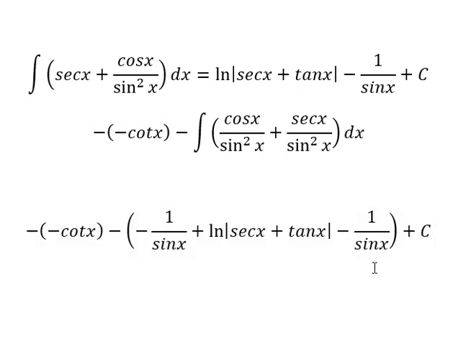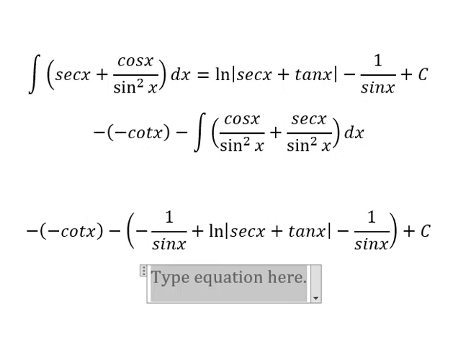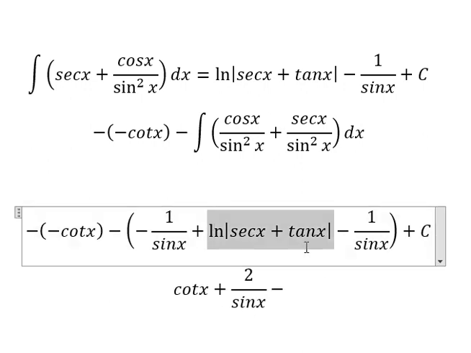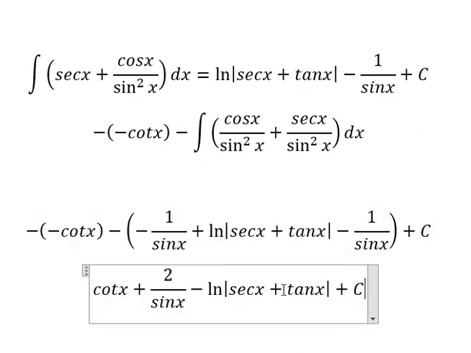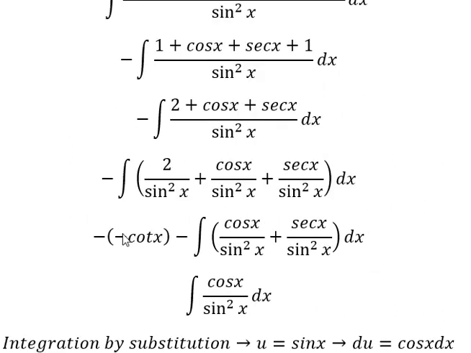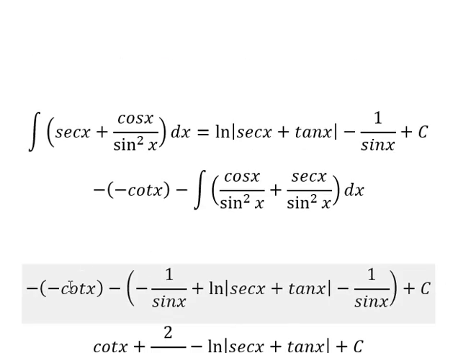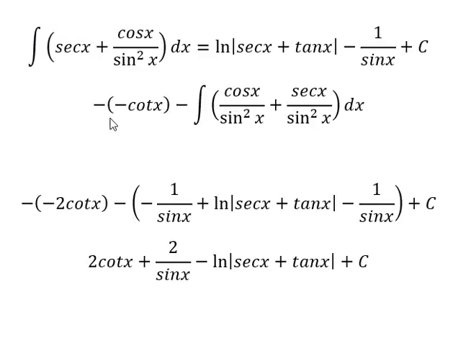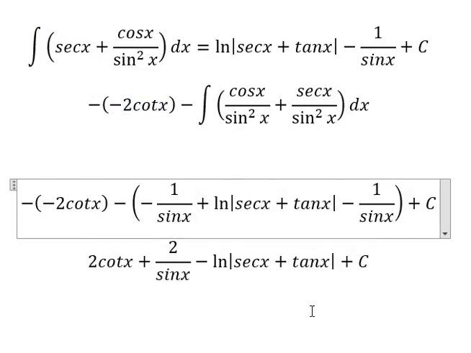Now we need to simplify. Negative, negative, we have positive. So negative with negative, we have negative number 2 over sine x. Negative with negative, we have positive. And the last one should be negative. I forget number 2 in here. And that is the final answer.